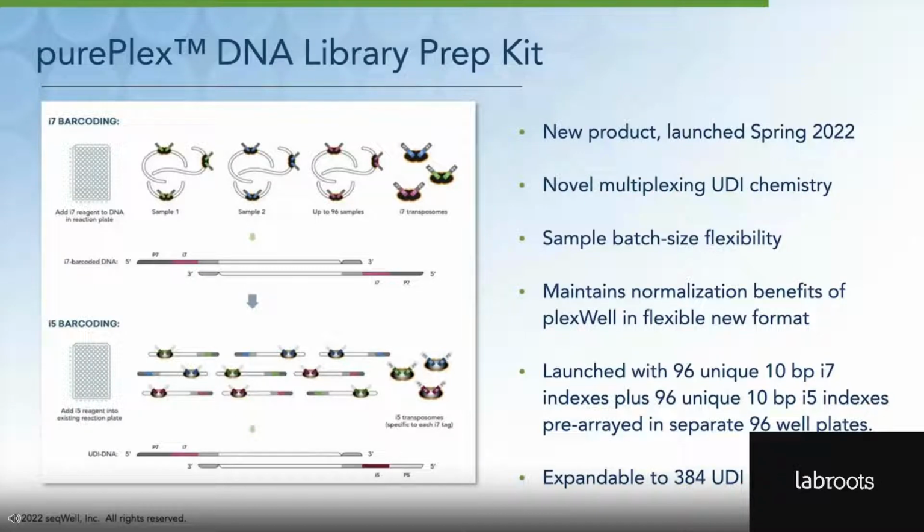We've also incorporated unique dual indices into that particular kit. That's something we've heard from users, that they're looking for extra control of their samples and data quality. So the incorporation of the UDIs has been very important as well. That is a product that currently we have with 192 different UDIs. We plan to expand that up to about 384 in the near future as well.